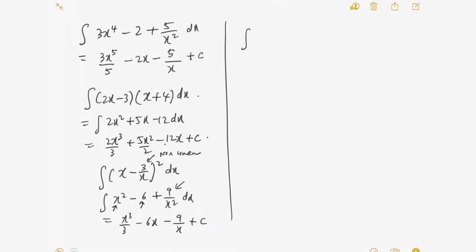And another example is, what if you have, let's say, (6x^2-4)/(2x)^2 dx. Okay, so what if you have something like this? Now you cannot integrate directly. Now unlike differentiation where you have product rule and quotient rule, integration doesn't have that. So we have to expand, or should I say separate them into two.